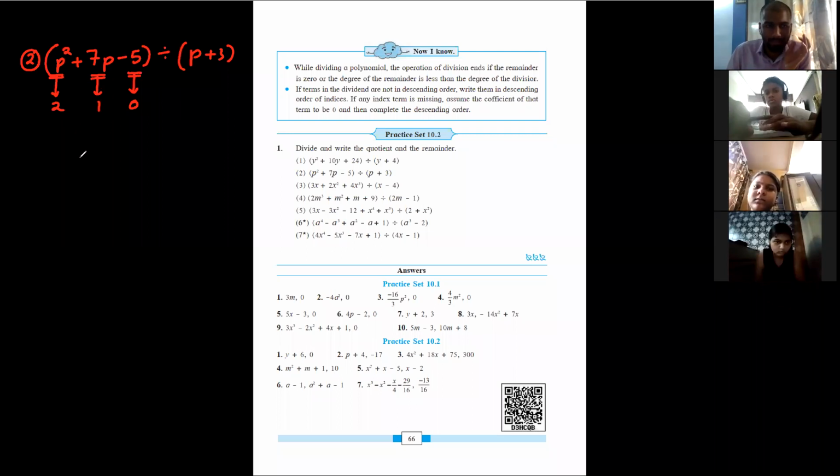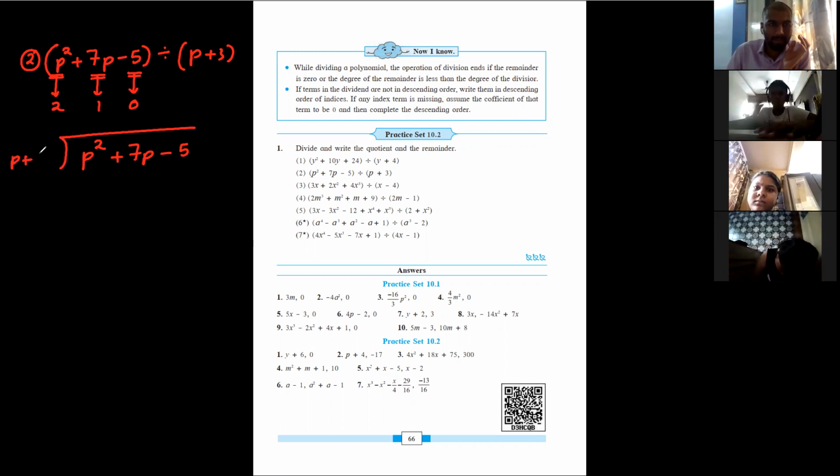Now in the next step, we'll write p square, then we'll write 7p, and we'll write minus 5. Here we'll write p plus 3. Now you have to pay attention. First, we'll eliminate p square. So I'll write p square over here. We'll eliminate p square with the help of p. So this p and this square will get cancelled. Our answer will be only p. So here I'll write p, and here I'll write p square.